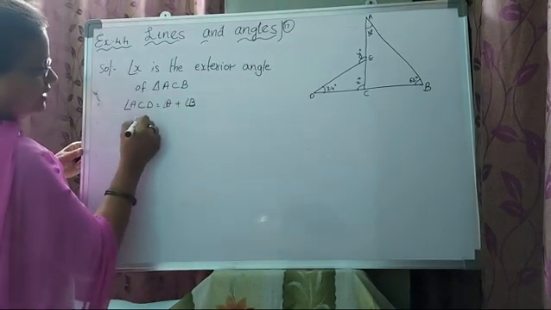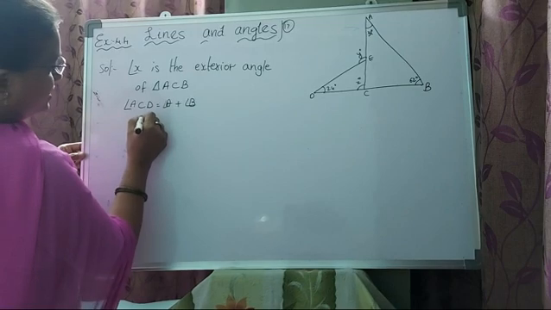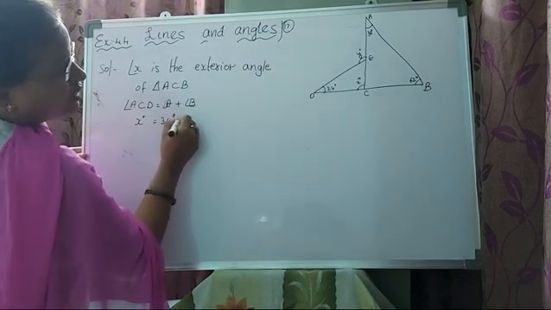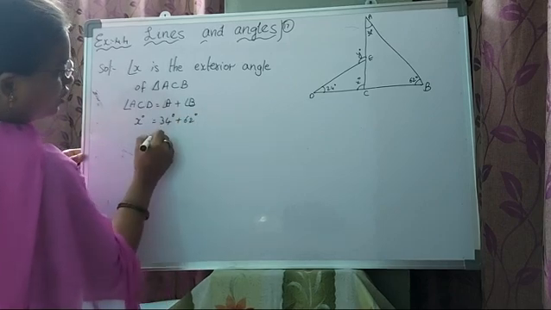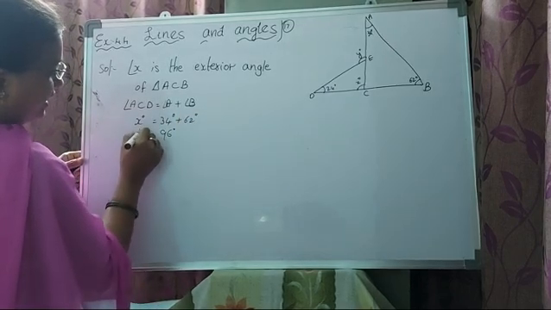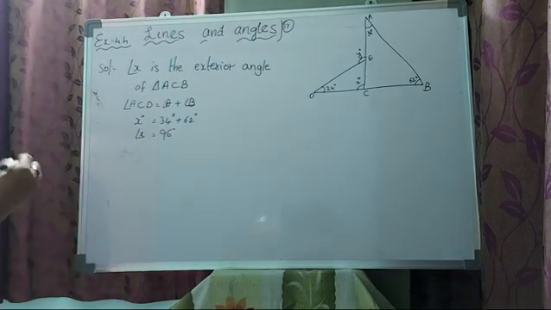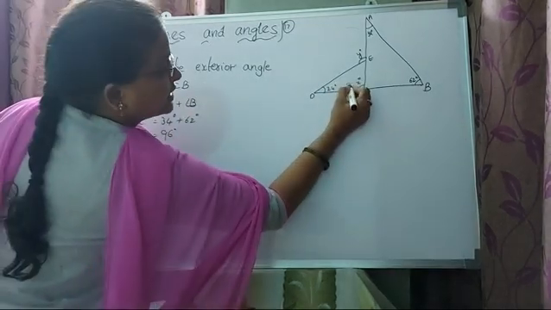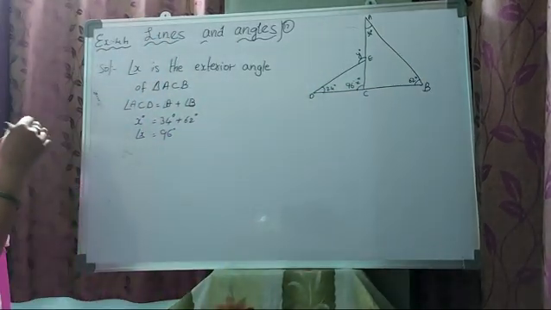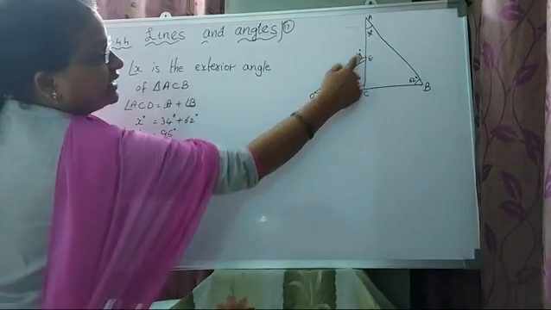So X degrees is equal to angle A. What is angle A? 34 degrees plus 62 degrees. Total 96 degrees. Angle X is equal to 96 degrees. See, this one is 96. You forget about this triangle now. You just observe only this triangle.